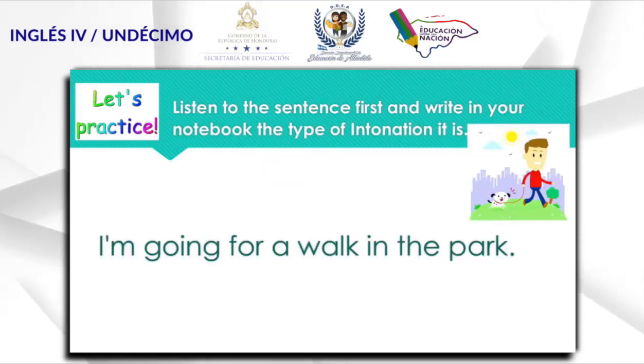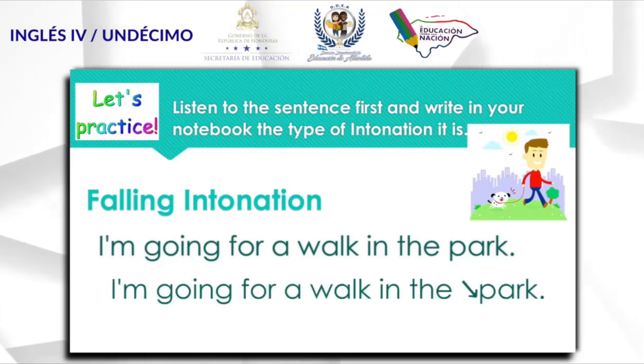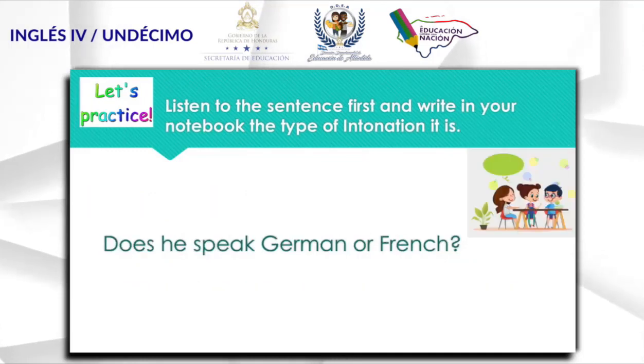Listen to the sentence first and write in your notebook the type of intonation it is. I'm going for a walk in the park. Now repeat with me. I'm going for a walk in the park. What type of intonation is it? Falling intonation. And where do we have the falling intonation in the sentence? In park. I'm going for a walk in the park. Good job.